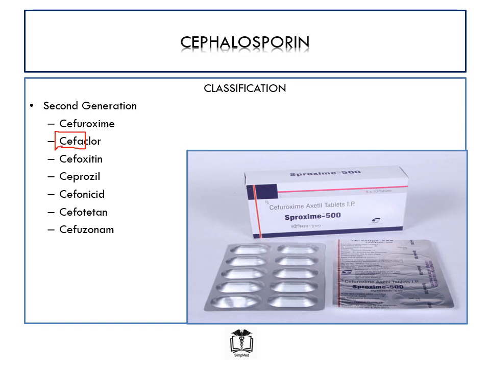Cefoxitin, cefprozil, cefonicid, cefotetan, and cefuroxime, or cefuzonam rather. So these are examples of the second generation cephalosporins. We'll talk about their spectrum of activity and how they differ from the first generation in the next couple of slides.